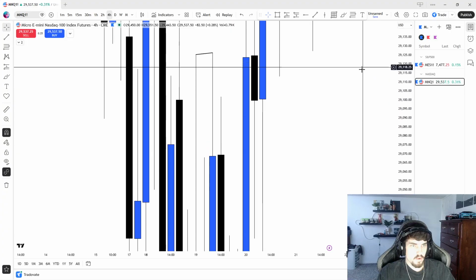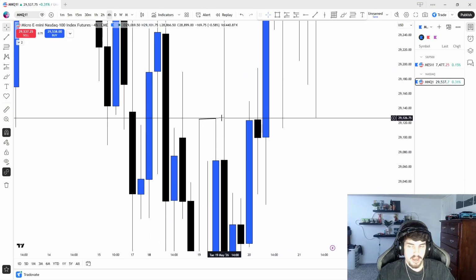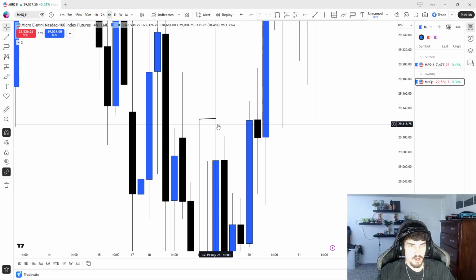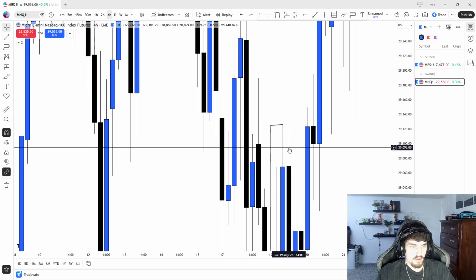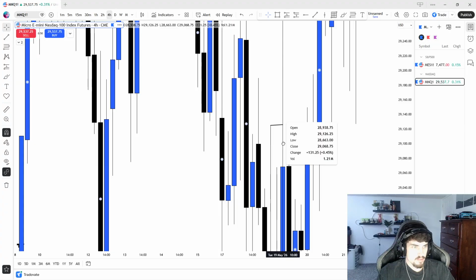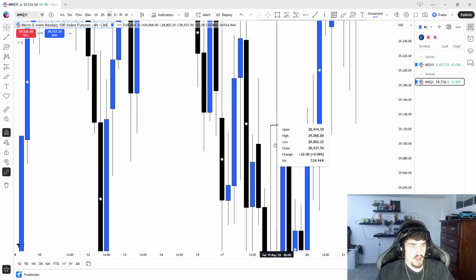But if we scroll in right here, we can see that if we use our candlestick trick that we were taught on one of the first days, to hover over the candle and press into it, we can see the high of this candle. We're using the wicks of the candles for SMTs. We are going to see that the high represents 29,126.25.